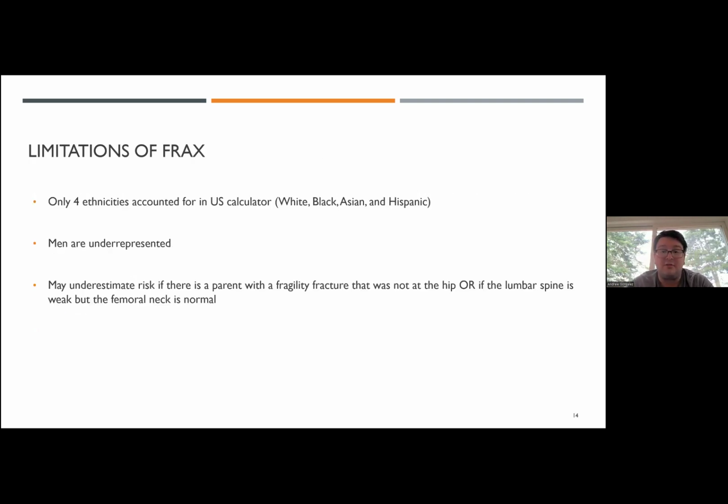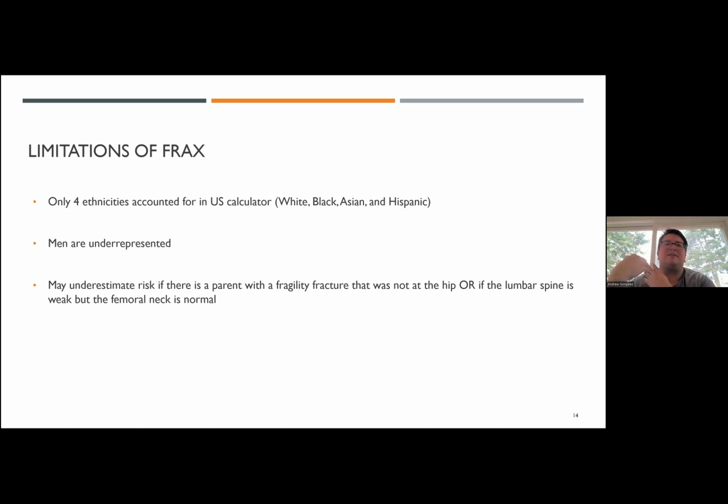The FRAX calculator is very useful. I do advise using it for your wellness visits for at least women under the age of 65. It does have its limitations, though. Those limitations being that, like many of our historical calculators, and I would argue even ones that we use today, only four ethnicities were accounted for in the U.S. calculator. You won't see in the current calculator the option to put in ethnicity, but still that data was used to make the initial equations for the risk calculator. Those four ethnicities that were studied: white, black, Asian, Hispanic.